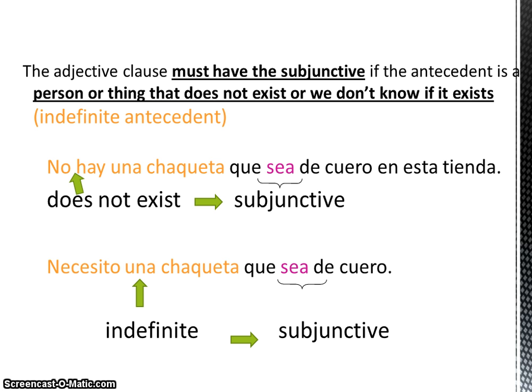So if I say, no hay una chaqueta que sea de cuero en esta tienda, I'm talking about something that doesn't exist. There is not a jacket in this store that is made of leather. I'm using subjunctive because I know that it doesn't exist. If I say, necesito una chaqueta que sea de cuero, I'm saying that I need it. It is indefinite. Therefore, I'm also going to use the subjunctive. Why? Because I'm describing things that may or may not exist. Think back to why we use the subjunctive, to talk about things that may be. Doesn't that make sense?